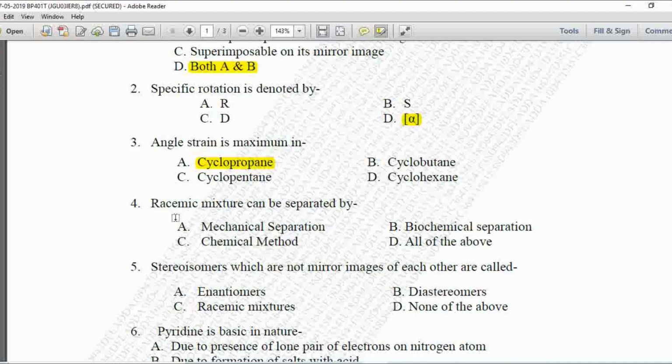Then MCQ number 4. Racemic mixture can be separated by option A is mechanical separation, B is biochemical separation, and C is chemical method. D is all of the above. So these racemic mixtures are resolved or separated by all these methods, that is mechanical separation, biochemical, and chemical method. So the correct option is option number D, that is all of the above.